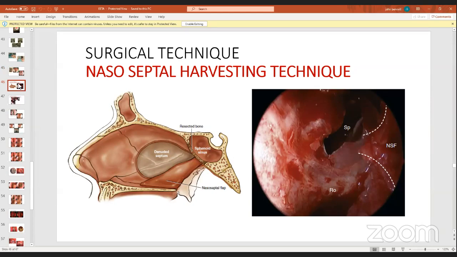At this nasal stage, depending on what kind of procedure you do, you can harvest your nasal septal flap. This is a sagittal view on the left, and an endoscopic view on your right. On your right, we are in the right nostril. The nasal septal cut is as shown here. You make a cut from posterior to anterior, and then you go down.